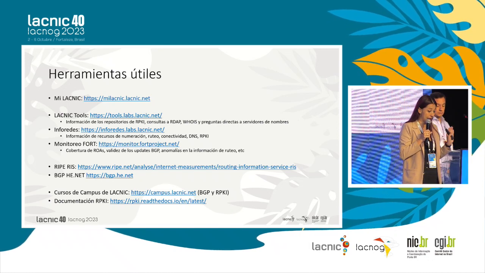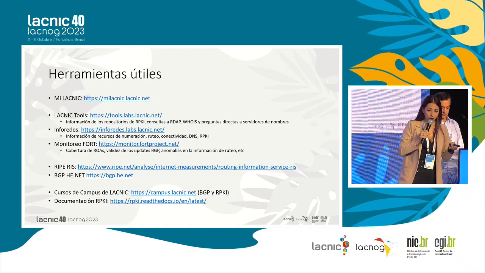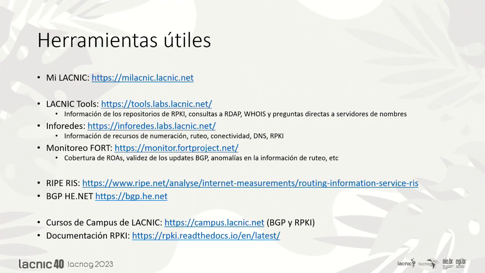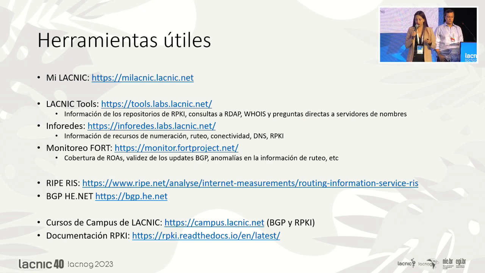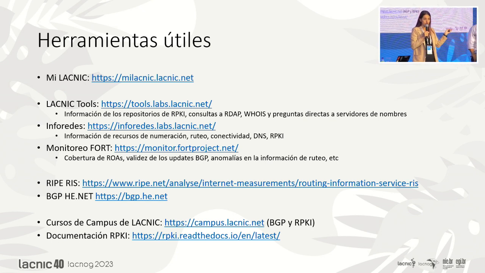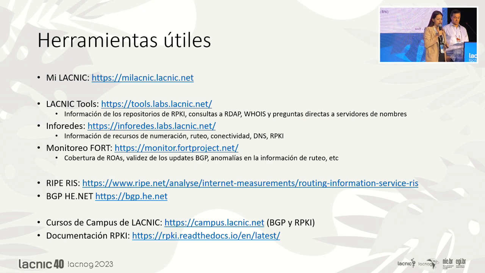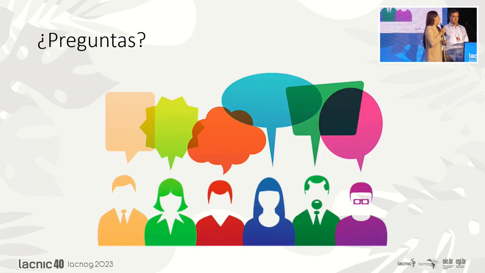Regarding these tools, you also have several tools here that will be useful to validate how you're making the announcement of your routes, how you're going to generate the ROAs. We have InfoRedes, Fort Monitoring. These are all tools that you can use to see how you're publishing the information and how you have to create the ROAs. And then you have others that show you the routing information, the RIS that shows you the status of these mechanisms.